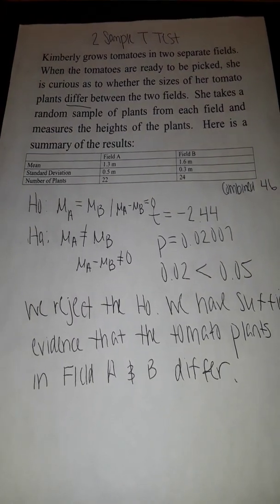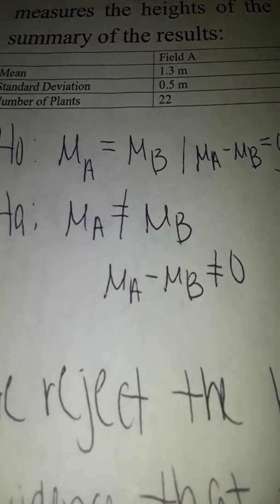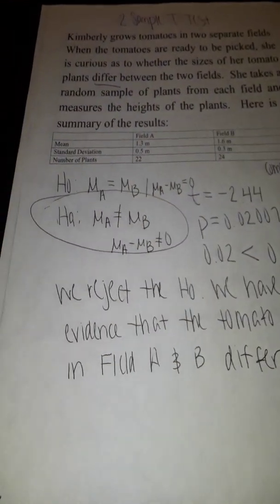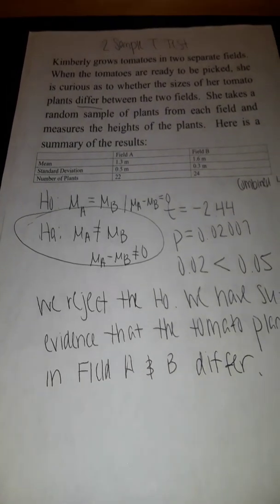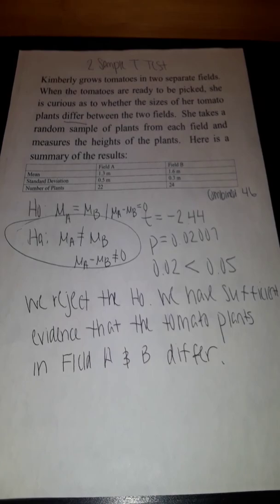So again, when we reject the null hypothesis, that means we are going with the alternative hypothesis. We have enough convincing evidence to do so. And there again is a two-sample t-test.